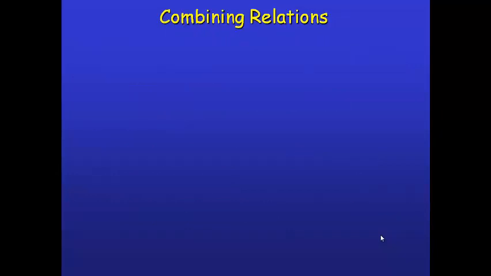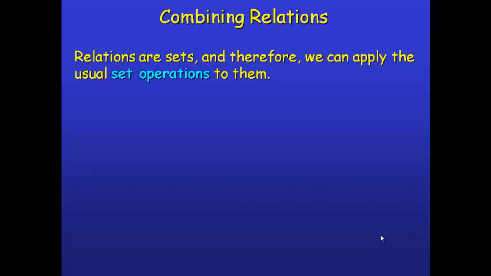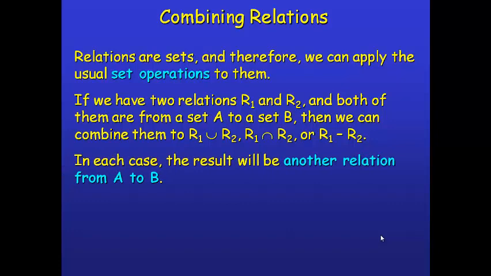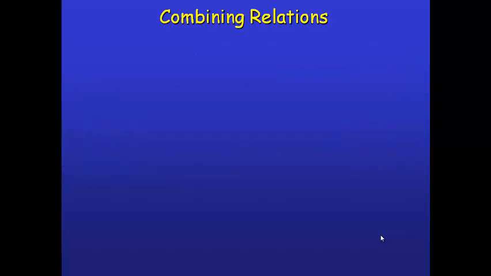Next, we have combining the relations. The relations are sets, and therefore we can apply the usual set operations to them. We know the set operations. Suppose we have two relations R1 and R2, both from a set A to a set B. Then we can combine them to R1 union R2, R1 intersection R2 or R1 complement R2. In each case, the result will be another relation from A to B.